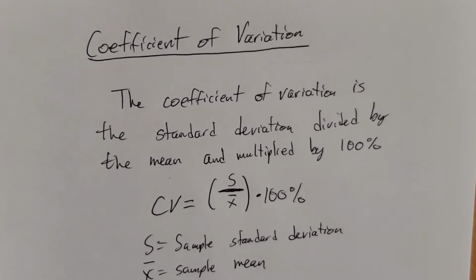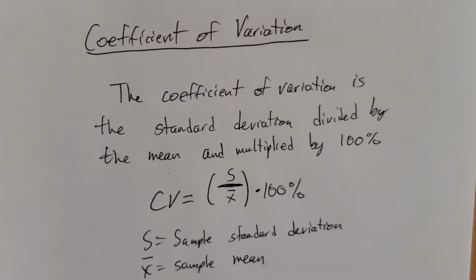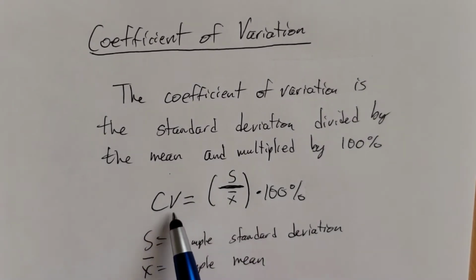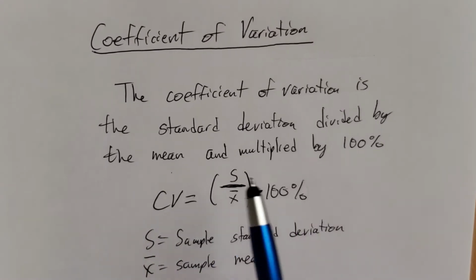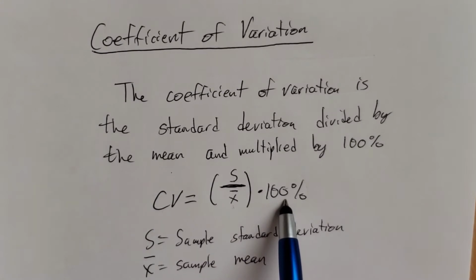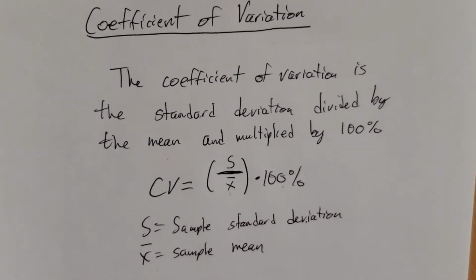So what does this really mean? It means the coefficient of variation is a measure of variation represented as a percentage, and it is relative to the mean. What is our formula for that? Well, then CV, our coefficient of variation, is the standard deviation divided by the mean times 100%, where again s is our sample standard deviation and x bar is the sample mean.